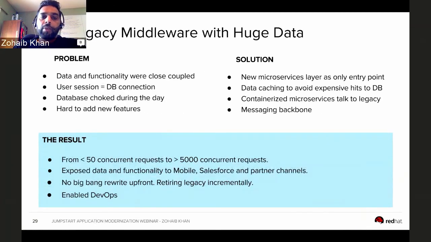Secondly, there's a middleware application with a huge data in a mainframe, and for this customer, the challenge was that the user sessions were equal to the DB connections. So if it reaches a certain point and there are no more database connections available, then the system came to a complete halt. In this particular case, we applied an augment pattern. We took the features and ported them into a microservices layer, and introduced database caching as a result of that. And then we moved from less than 50 concurrent requests to more than 5,000. It was a ridiculously large number. The whole idea is that we applied this pattern and were able to quickly move forward with it.